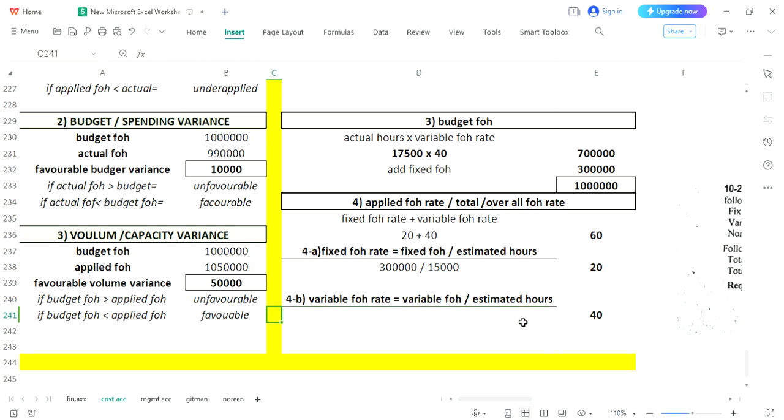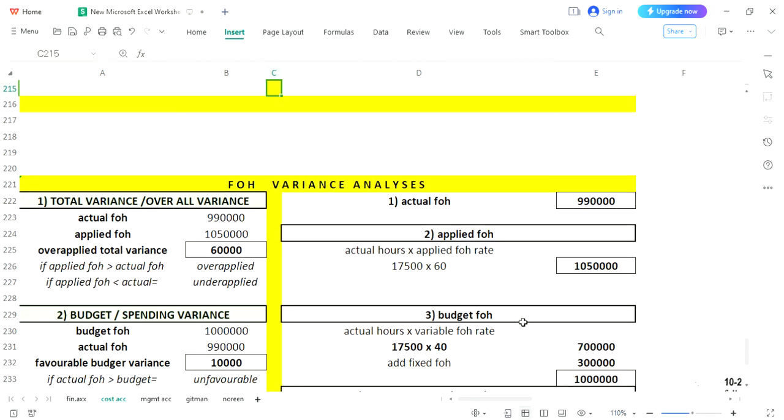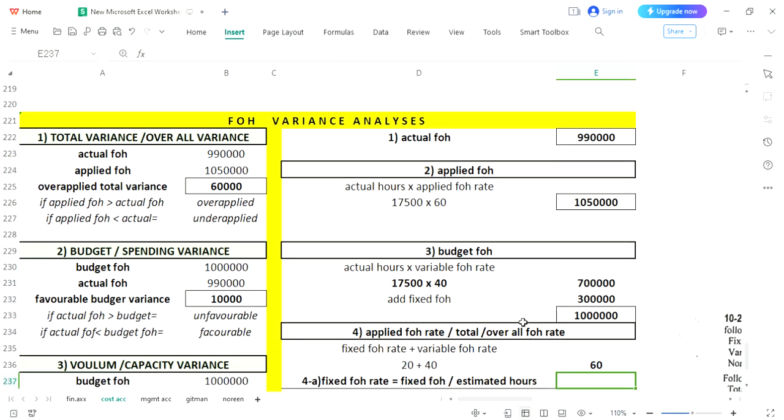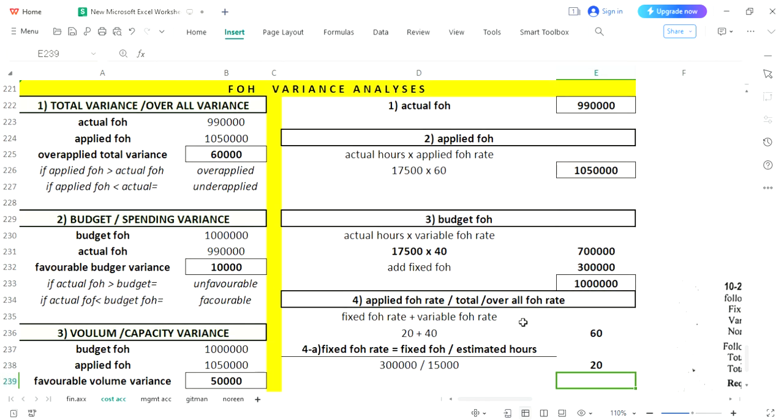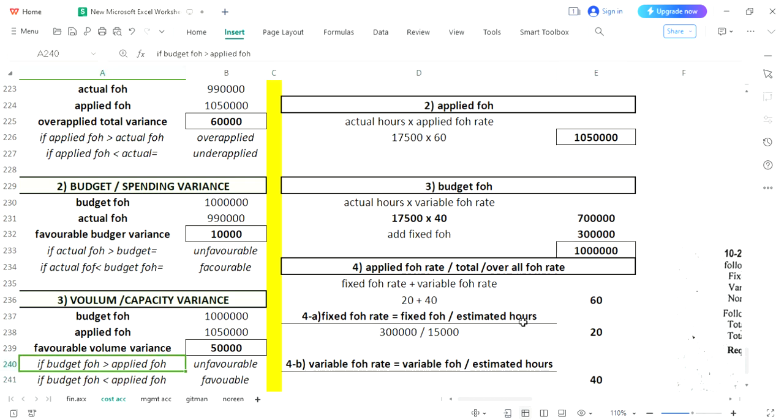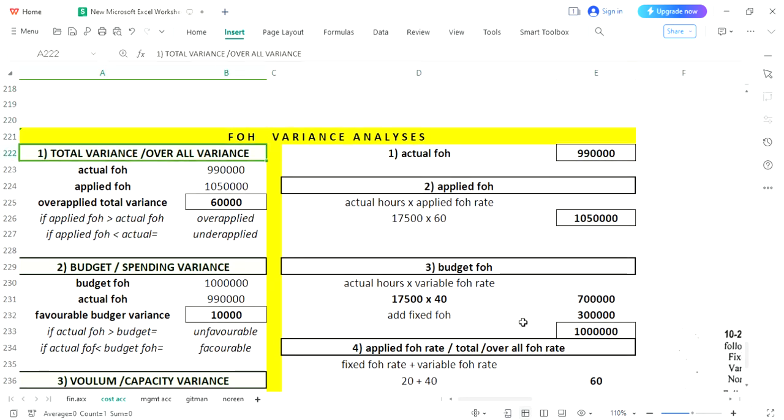Remaining, you can see everything is the same. Actual was given as usual in the question. We have put it. Applied was calculated through a formula. With a single line formula, we have calculated applied FH. Budget was again calculated with the help of two statements, and rates were calculated. All three variances have been checked out. All variances are okay. Answers are matched. That means our question has been completed.